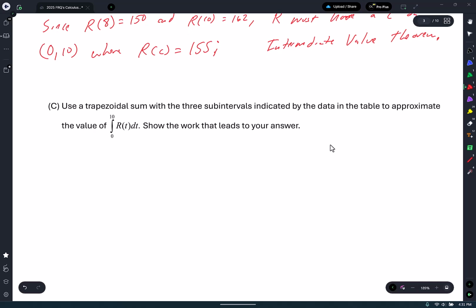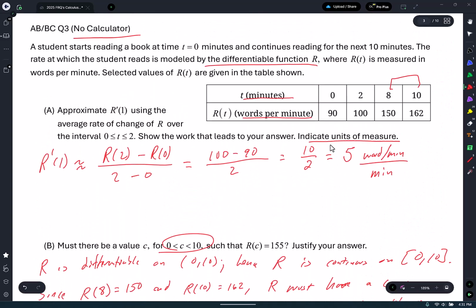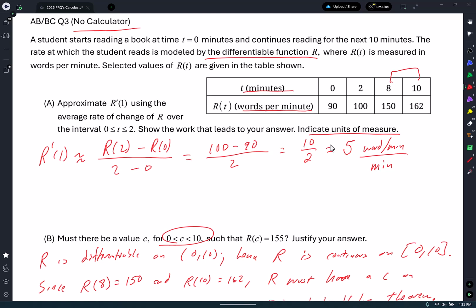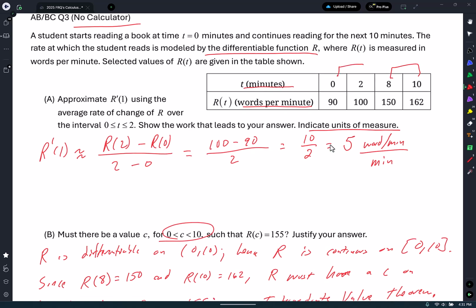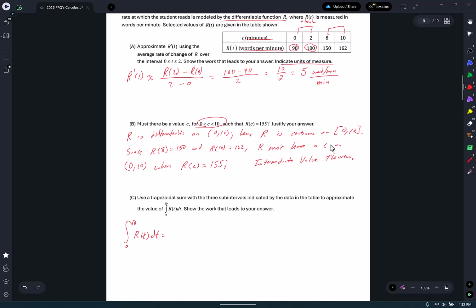Okay, letter C. Use a trapezoidal sum with 3 subintervals indicated by the data in the table to approximate the integral from 0 to 10 of R(t) dt. Show the work that leads to your answer. Okay, so let's do that. The integral from 0 to 10 of R(t) dt equals, and the area of a trapezoid is base 1 plus base 2 times height divided by 2. So this is going to be your quote unquote height, right? And then the base 1 and base 2. So here we go. I'm going to zoom out so I can see.